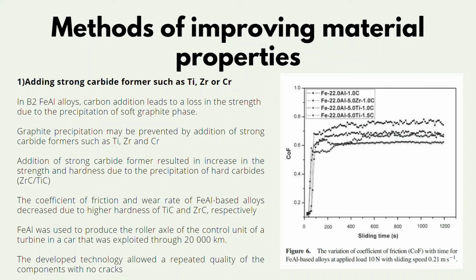One of the examples of industrial application that uses this method of improving is in the car industry. Iron aluminum was used to produce the roller axle of the control unit of a turbine in the car that was exploited through 20,000 km. The developed technology allowed a repeated quality of the component with no cracks. If you look at the graph here, the addition of strong carbide will decrease the coefficient of friction, which will decrease the wear rate of a material.